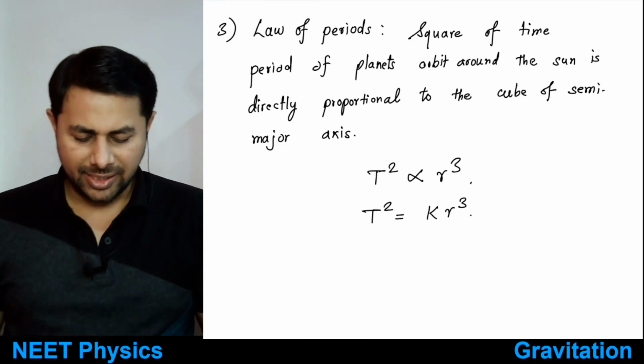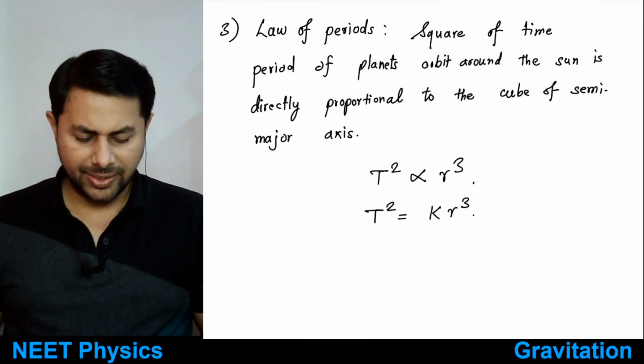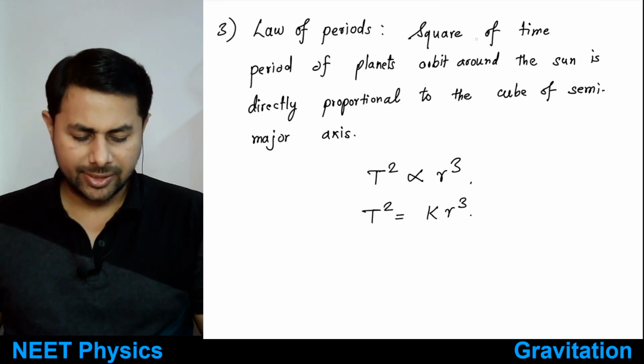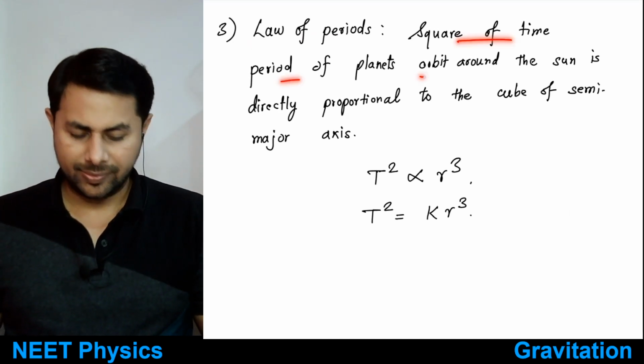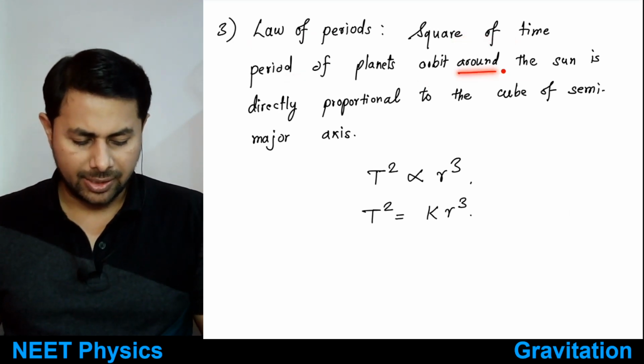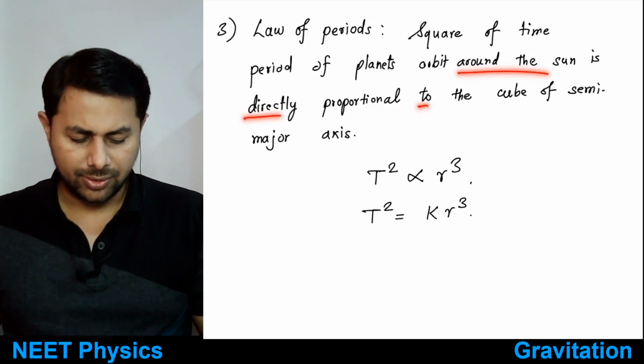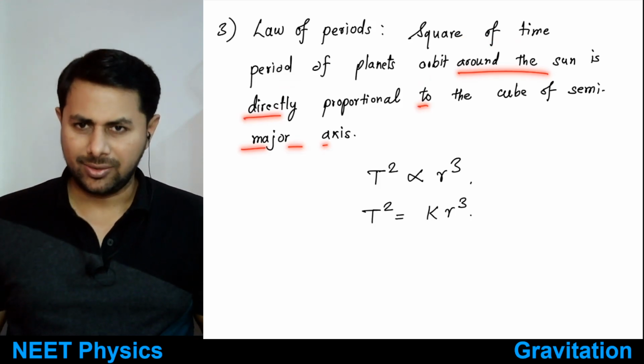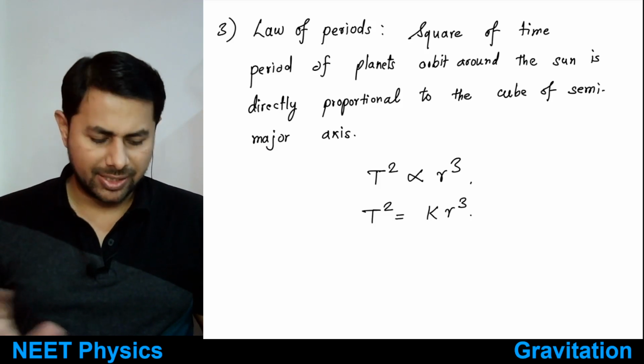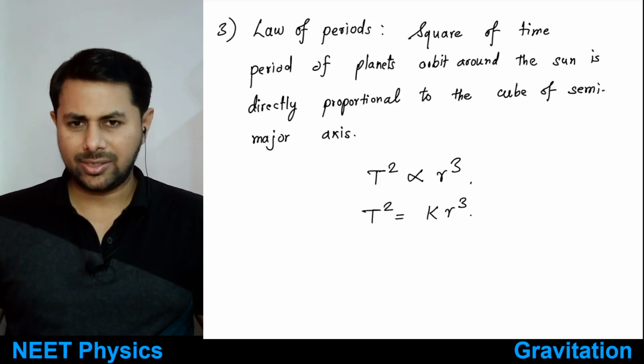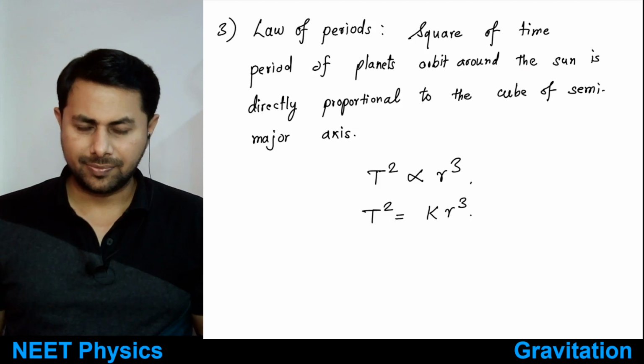Anyways, let's see the next one, which is called the law of periods. So what is the law of periods? The square of the time period of a planet's orbit around the sun is directly proportional to the cube of the semi-major axis. Okay, so we talked about the semi-major axis. It is the average distance of the planet from the sun.